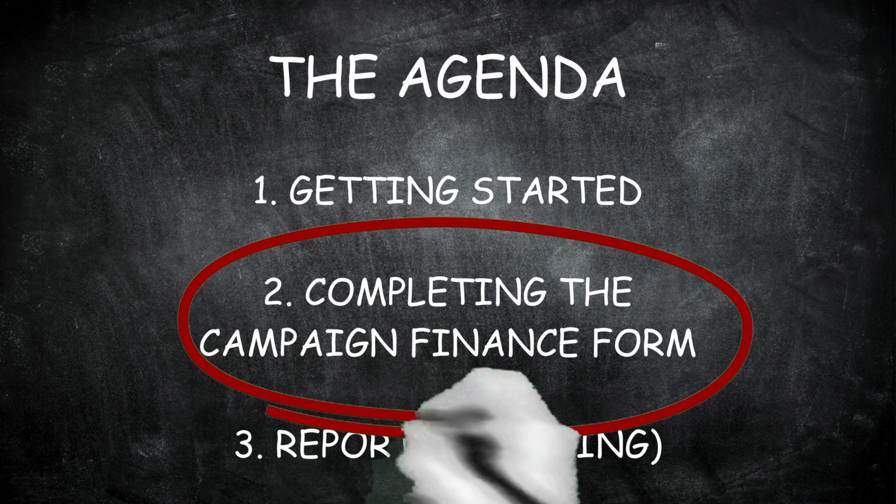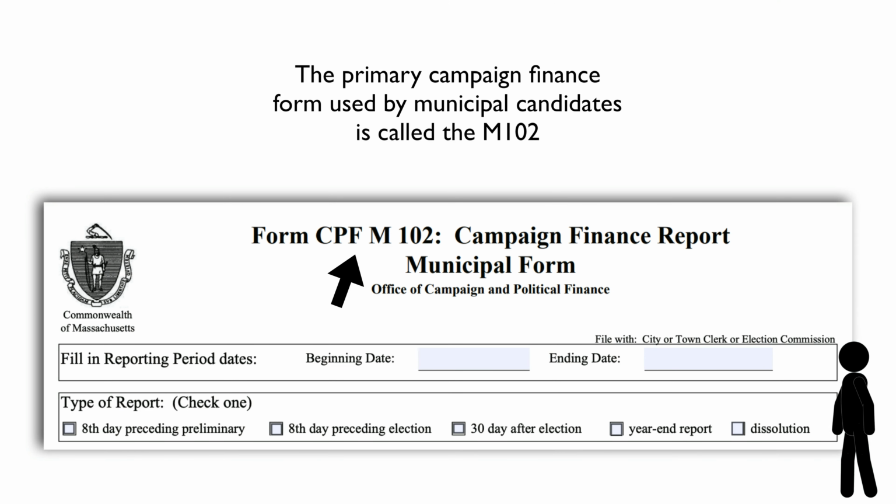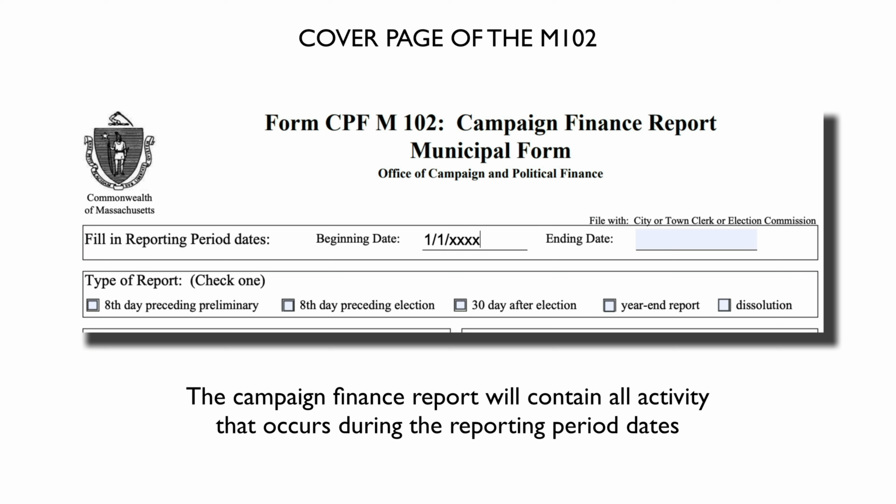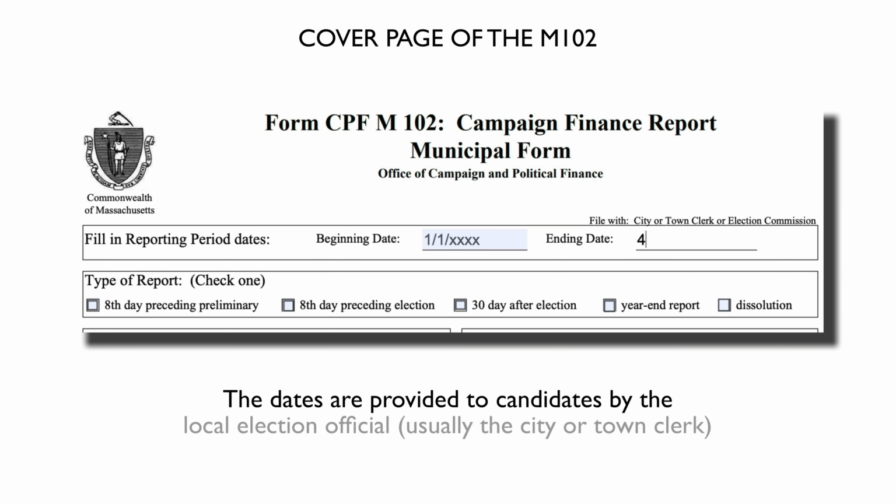Completing the campaign finance form. The primary campaign finance form used by municipal candidates is called the M102. The campaign finance report will contain all activity that occurs during the reporting period dates. The dates are provided to candidates by the local election official.